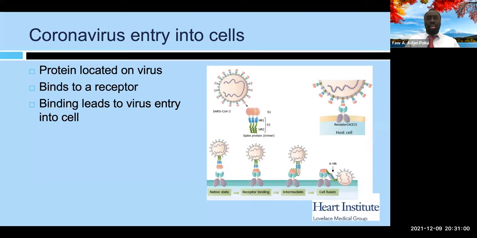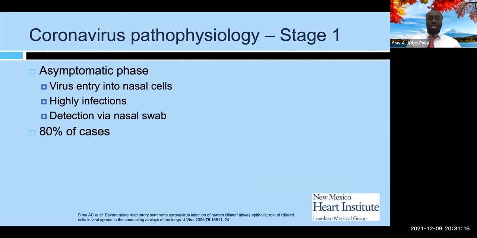So how does coronavirus enter cells? There's a protein located on the virus which binds to a receptor in the human body. That binding leads to virus entry into the cells. That's how coronavirus infects individuals.